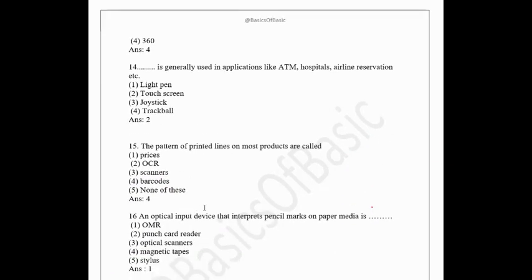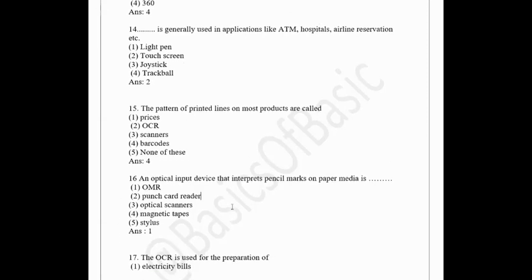An optical input device that interprets pencil marks on the paper media is, so it is OMR. So see the question itself, it's very easy. An optical input device that interprets pencil marks. So it can be pencil or pen also. Okay, on paper media is called as OMR. So usually you would have used OMR in competitive exams. Nowadays the computer exam has been done, but previously it was OMR. So see, now also some of the exams will be having OMR itself.